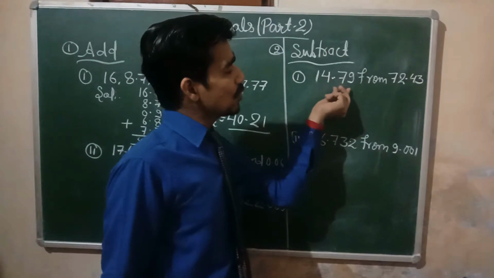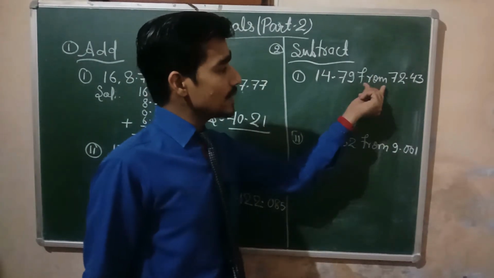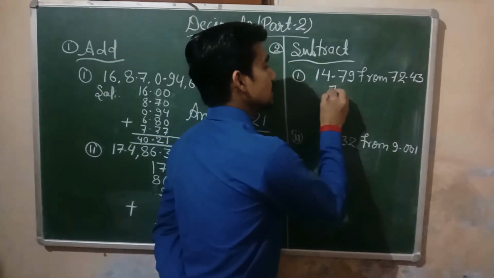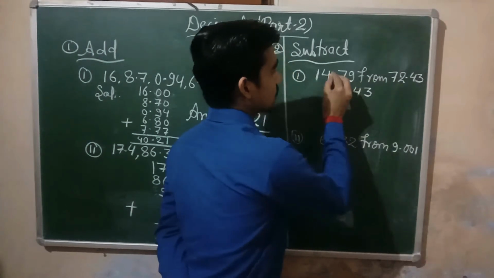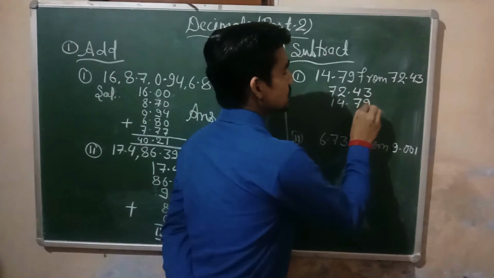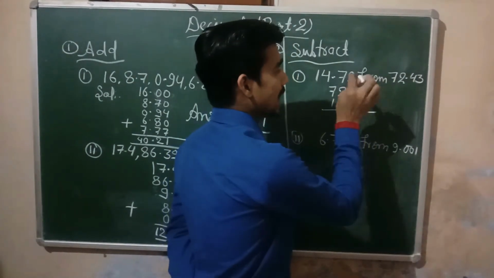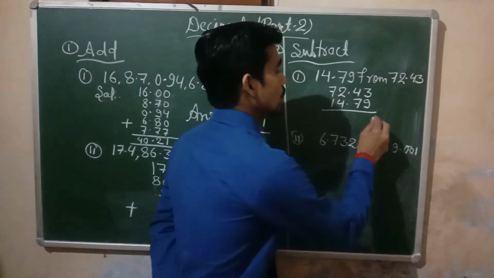And see question number two. Subtract 14.79 from 72.43. Here, firstly you will write this number 72.43 and below it 14.79. 9 cannot be subtracted from 3. That's why you will take 1 carry, making 13. 9 subtracted from 13, we get 4.